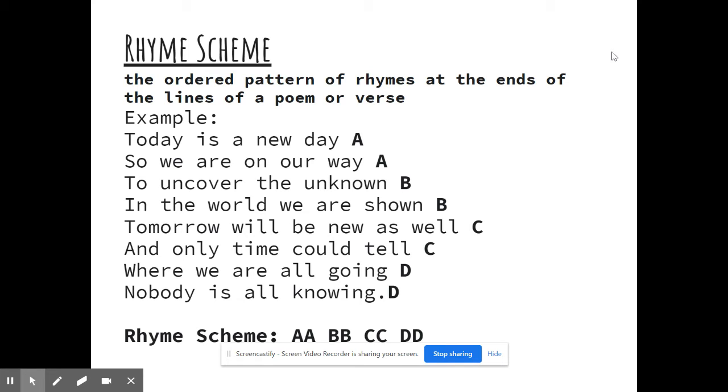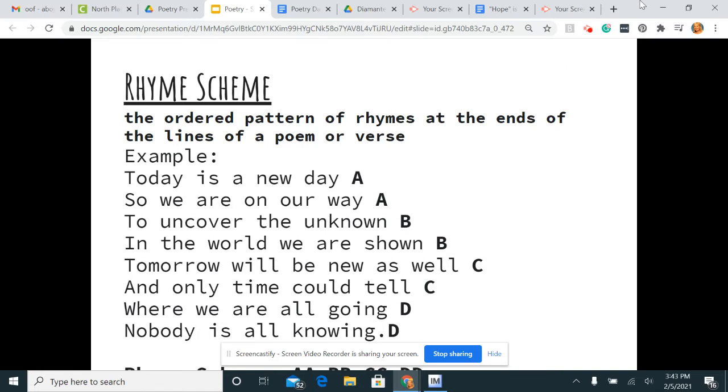Okay, so day and way rhyme. So that's going to be A. Then you have unknown and shown, which is going to be B. Well and tell for C, and going and knowing for D. So the rhyme scheme altogether is AA, BB, CC, and DD. Okay, so those are a little bit on the rhyme scheme.